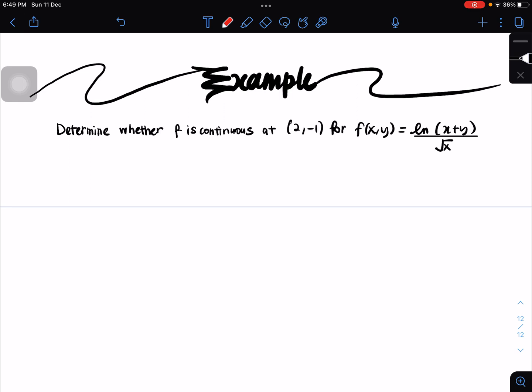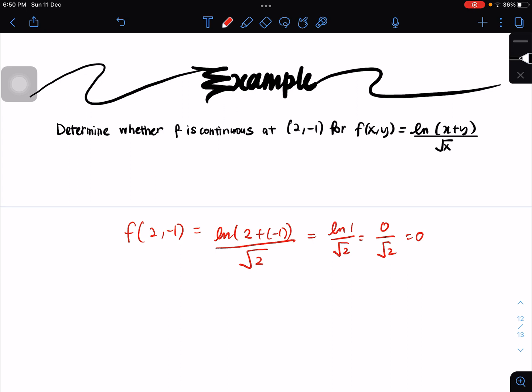Okay, so the first one, you need to find what is the value of f(2, -1). So how to find? Just substitute the value of x with 2, the value of y with -1. So you have ln(2 + (-1)) divide by sqrt(2). Okay, so you will get ln(2 - 1) is ln 1 over sqrt(2). So ln 1 is equal to 0. 0 over sqrt(2) is equal to 0. So this one is defined, means that the first condition is fulfilled.